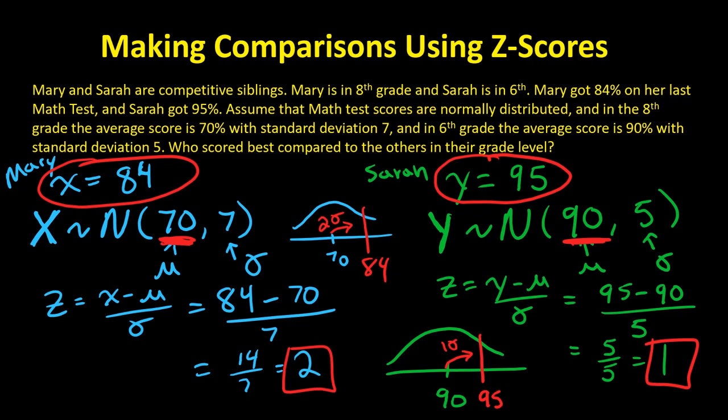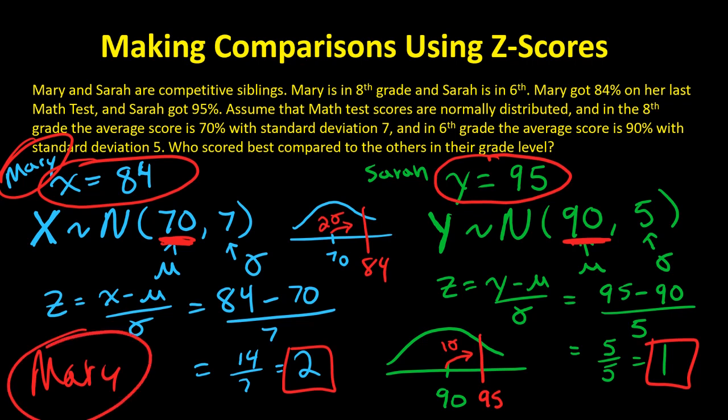So who did better compared to the others in their grade level? Mary. Mary did better comparatively because she scored 2 standard deviations above the mean, but Sarah only scored 1 standard deviation above her mean.